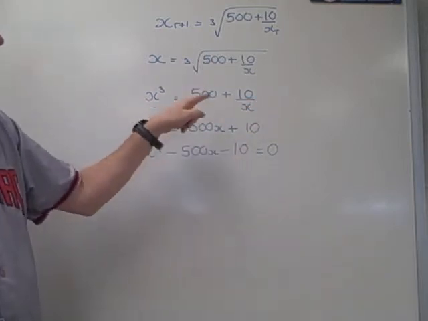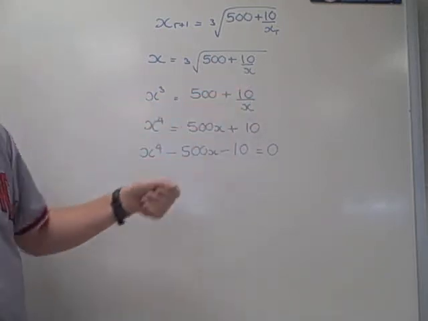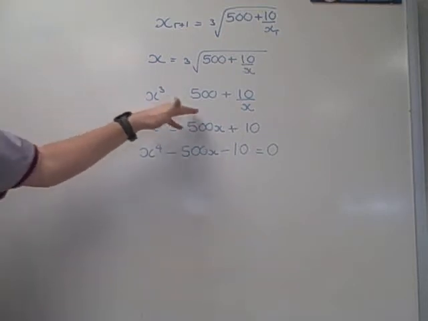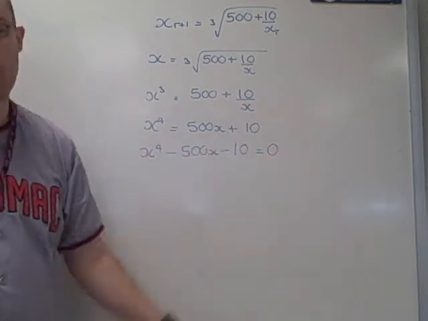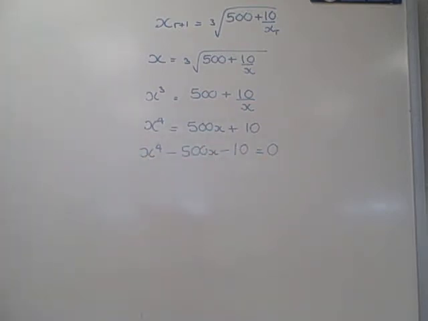I don't like the fraction here, so if I multiply each term by x, then that won't change the equation, but it will eliminate my fraction. And then simply I'm going to bring the other 2 terms to the other side, so it equals 0. So that's the first part of the question.